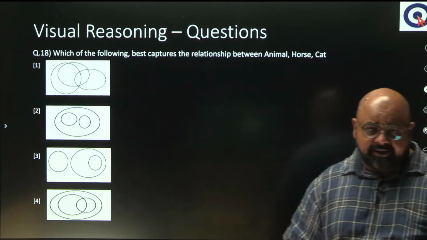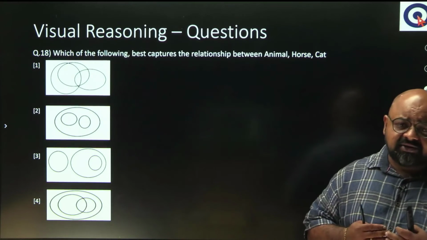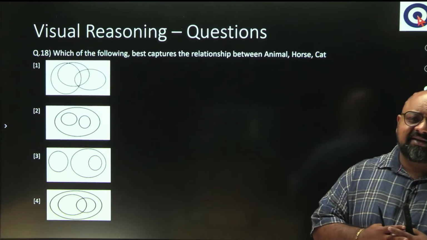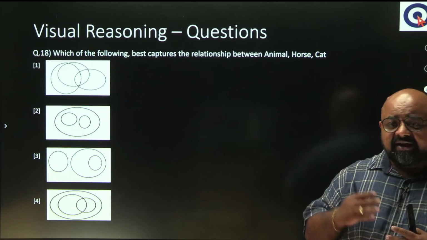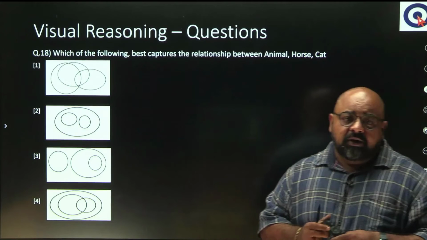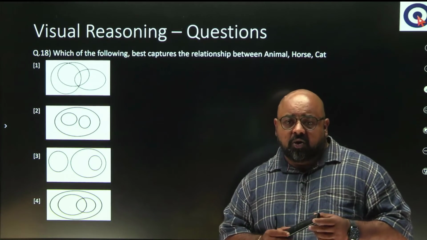the actual exam. Then Venn diagrams are used in case of the mix of visual reasoning and logical reasoning, where there are objects given and you have to find out which Venn diagram shows the relationship for these things best. For example, which of the following best captures the relationship between animal, horse and cat?